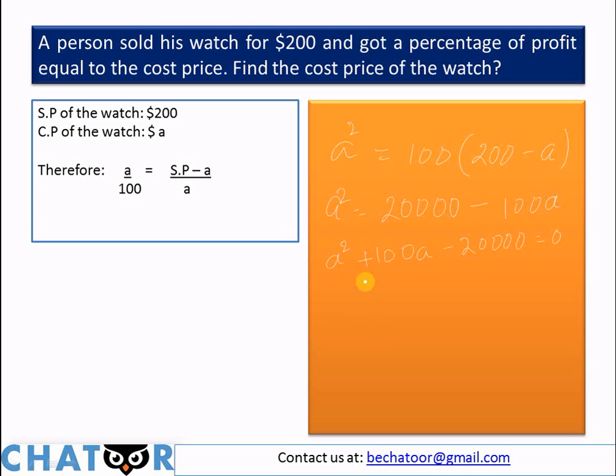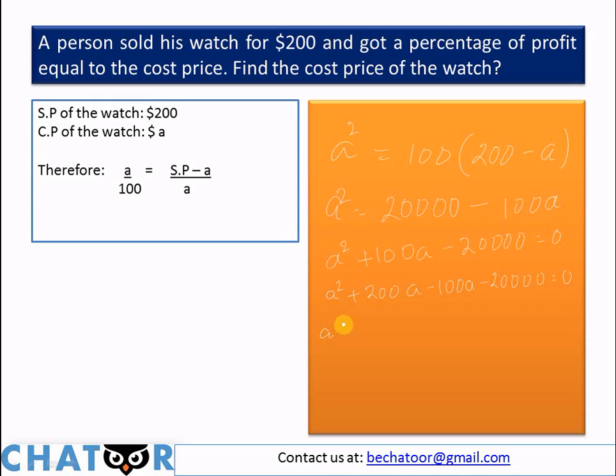And generally the coefficient of A is going to be the addition of the roots, and the constant is going to be the multiplication of the roots. So basically we got to find two roots such that the middle term is their addition and the last term is their multiplication. So we could think about A square plus 200A minus 100A minus 20,000 is equal to 0. So 200 minus 100 is equal to 100, and 200 into minus 100 is equal to minus 20,000.